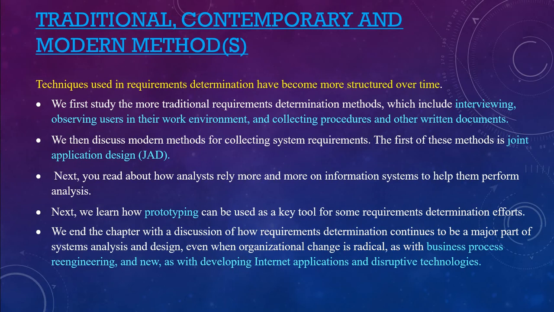Next, you read how analysts rely more on information systems to help them perform analysis. Next, we also learn about prototyping, how it can be used as a key tool for system requirements efforts, and then this chapter will end with a discussion of how requirements determination continues to be a major part of system analysis and design, even when the organizational change is radical, as with business process re-engineering, that is BPR, and new as with developing internet applications and disruptive technologies. We will study about these different methods one by one.